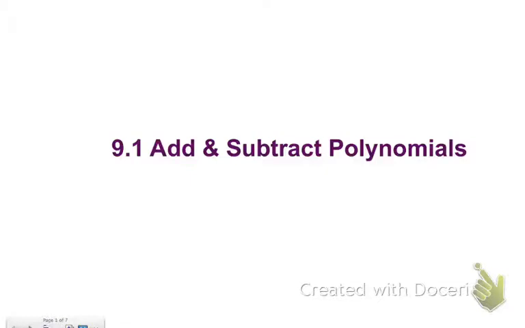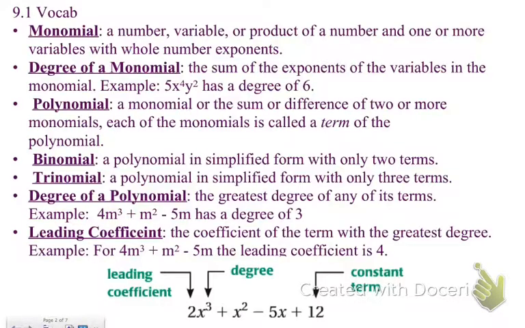This is section 9.1, where we are adding and subtracting polynomials. There is a lot of new vocab for this section, but we're going to be using this throughout all of chapter 9. So first we have a monomial, which is a number, variable, or product of a number and one or more variables with whole number exponents. So that just means no negative exponents. A lot of what we did in chapter 8, those were examples of monomials.